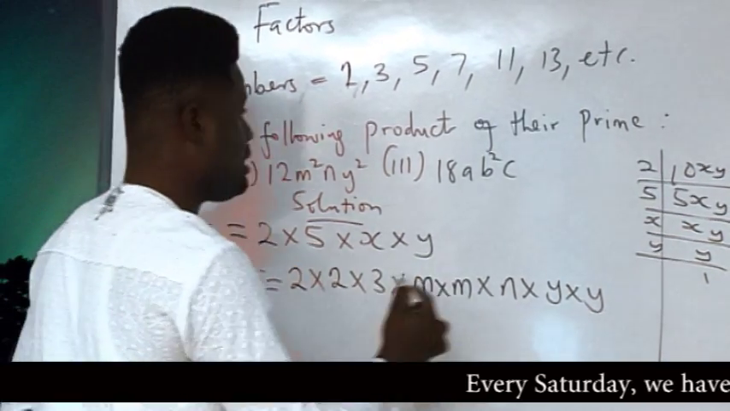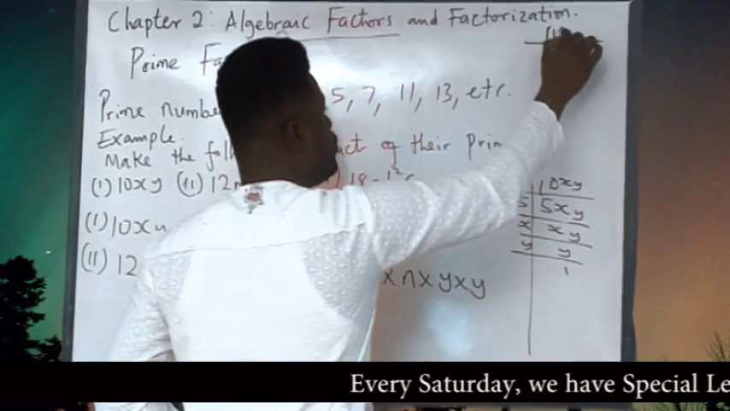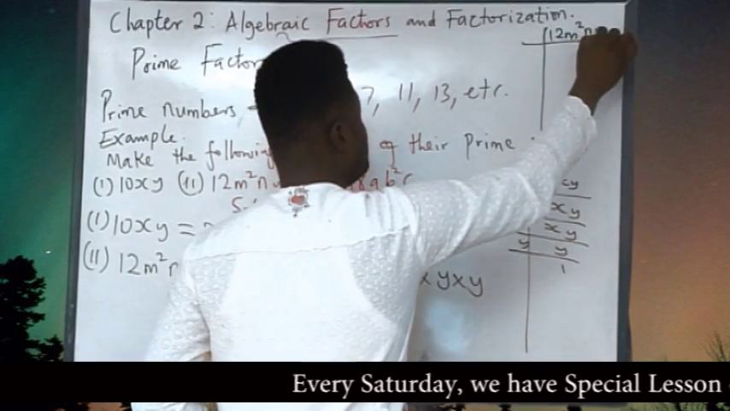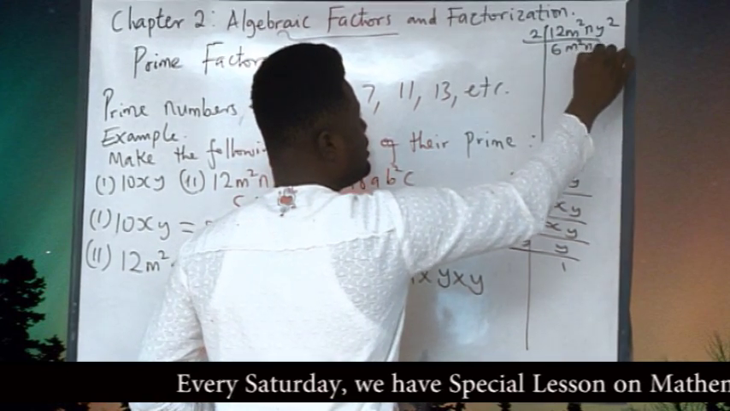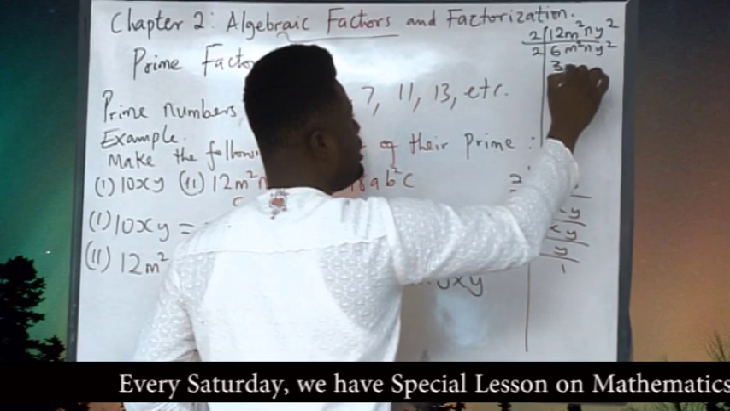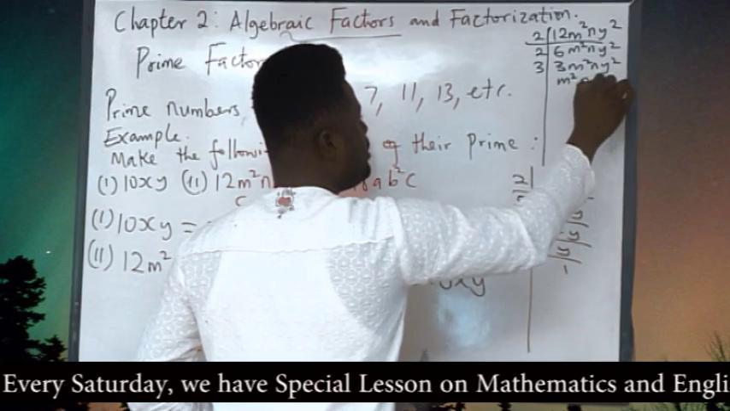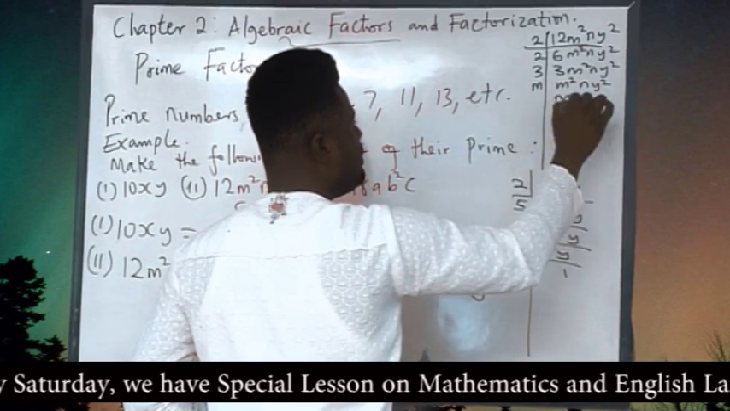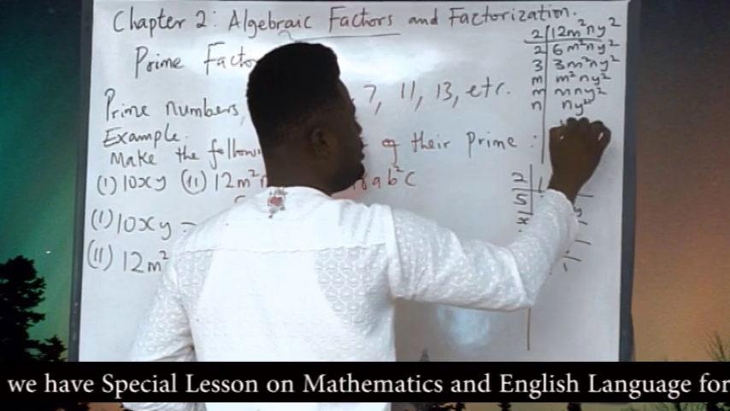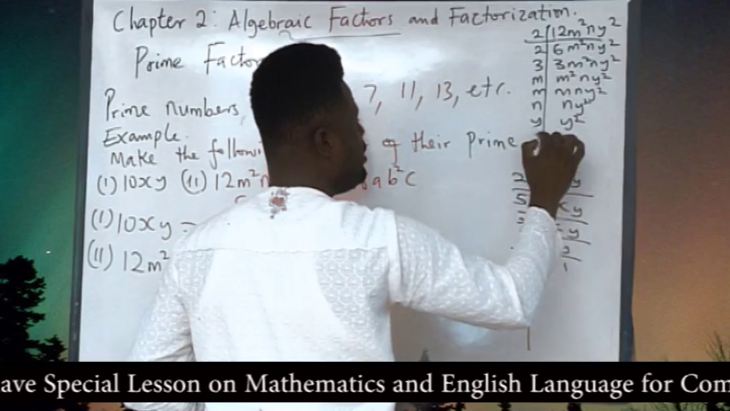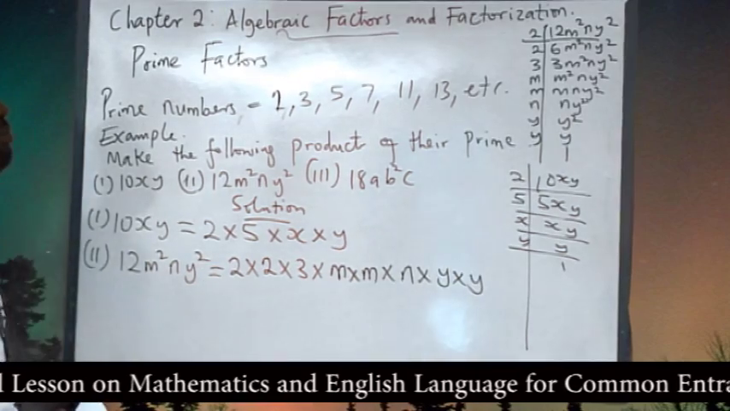Or if you want to check it in the same way, we can also look at it. We have 12m squared n y squared. 2 can divide, 6. 2 can divide, 3. 3 can divide, m squared n y squared. m can divide, m n y squared. m can divide, n y squared. n can divide, y squared. y can divide y. y can divide 1. So all these are now the products of this one.